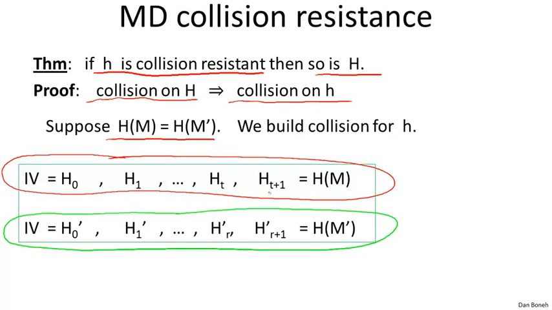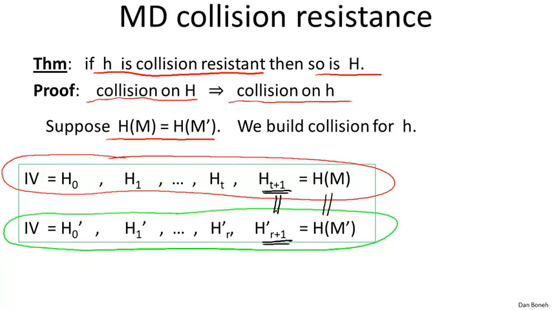Now you notice the length of the messages m and m prime don't have to be the same. In particular, m has length t, whereas m prime has length r. Now because the collision occurred, we know that these two values here are the same. H of m is equal to H of m prime. In other words, the last chaining variables are actually equal to one another.